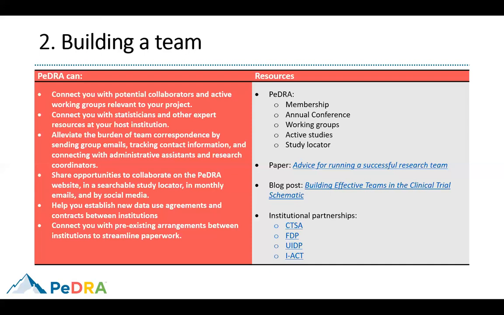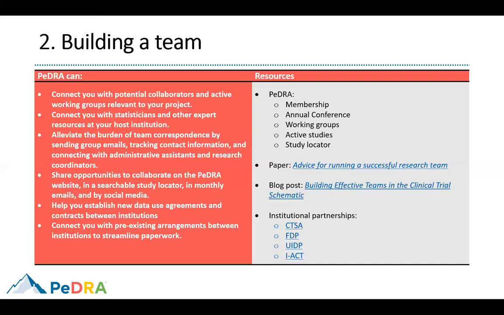So PeDRA maintains a database of all the different institutional arrangements, whether they be through the CTSA, through the FDP, through the UIDP, through something like IACS, different organizations that have worked hard over time to put in place pre-existing institutional agreements so that when collaborators from across those institutions want to work together, they don't have to start back at square one. They can be starting up at square three, square four, where there's contractual language in place to help collaborators across those institutions work together.